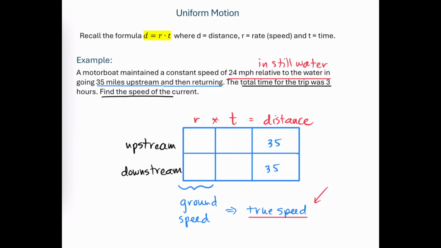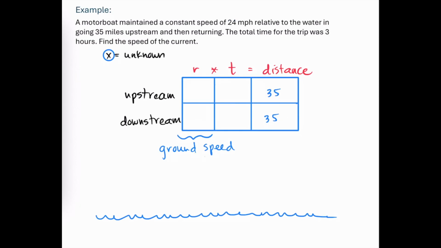Notice we're being asked to find the speed of the current, and when we're being asked to find a quantity, that is our unknown, and we'll assign x to that value. So when we solve our equation, we'll solve for x, and that'll give us the quantity that we've been asked to find. Since we don't have much of our table filled in, let's think about this concept drawing to hopefully help us understand more about what goes where.